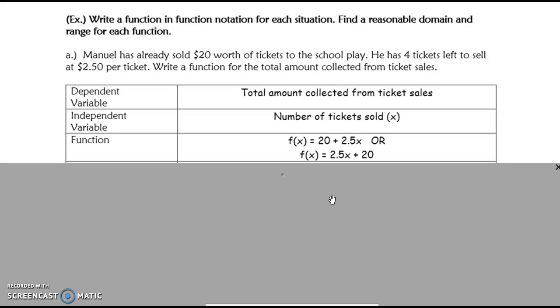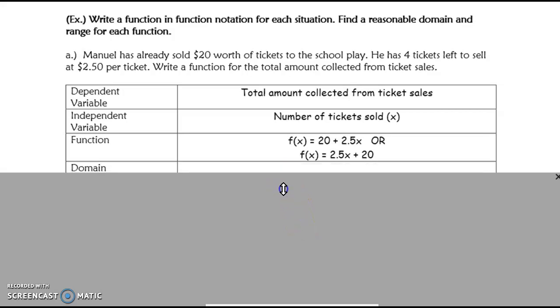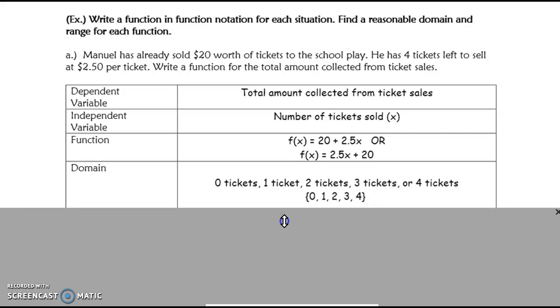What's the least amount he could sell? 0. So could he sell 1.5 tickets? No, he couldn't, because you can't get in on half a ticket, right? They don't tear them in half and say, hey, you can buy half a ticket. That's not how it works. So the domain is going to be 0, 1, 2, 3, or 4, because he could sell 0 tickets, 1 ticket, 2 tickets, 3 tickets, or 4 tickets. So the domain is the set of those 5 numbers, 0 through 4, those 5 integers. So put that down.